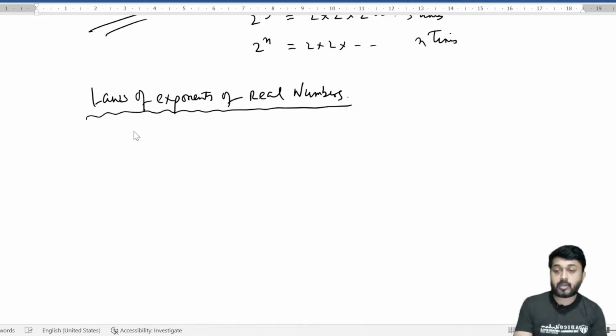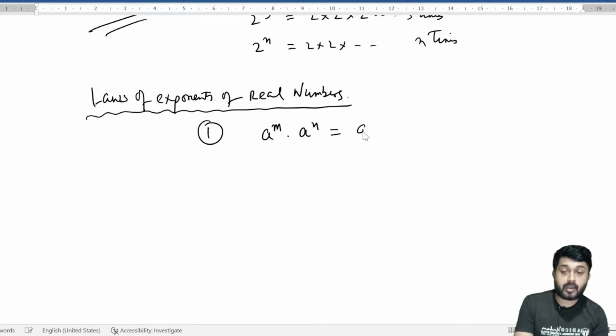So what are the laws? I'm writing one by one and trying to make you understand. After that we shall deal with some typical problems, sums of this chapter, right? So be very attentive. First law that we are getting is a to the power m multiplied by a to the power n equal to a to the power m plus n.